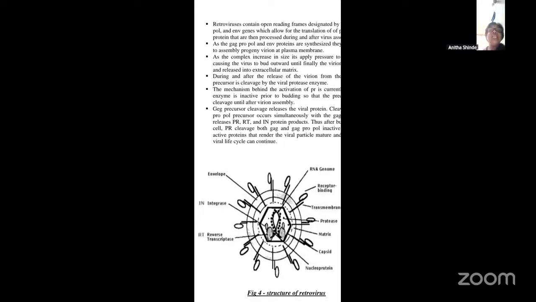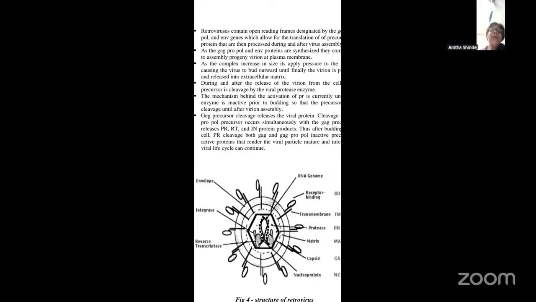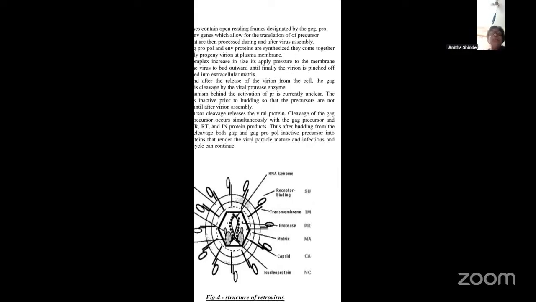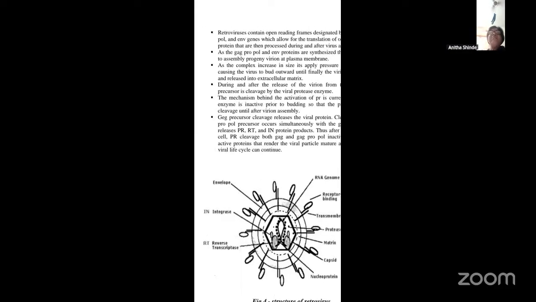Once it is released into the matrix, during and after that, what happens? The GAG precursor is cleaved by the viral protease enzyme, and the mechanism behind this you all know. Once it is released, the cleavage of all the different types of proteins will start. Once the cleavage starts, a number of virus particles will be formed. They become mature, and then they will infect. Like this the infection will take place, and the viral life cycle will go on.